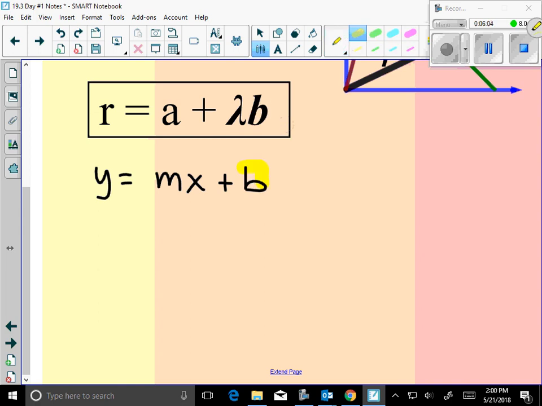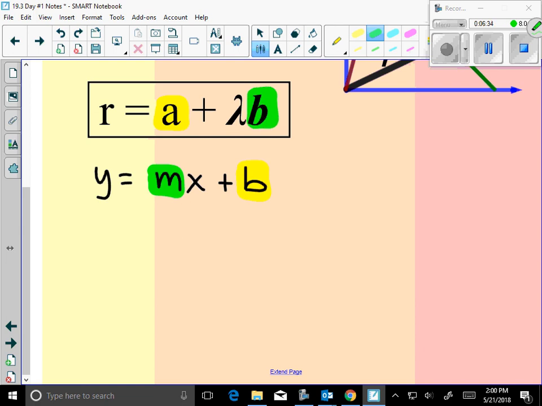What is B? B is like our y-intercept. It's a point that we know on a line. In this vector equation for a line form, that's what A is. It's like the point that we know the vector originates from. Okay, what does M represent in this equation? Slope. It's kind of like our direction vector B.